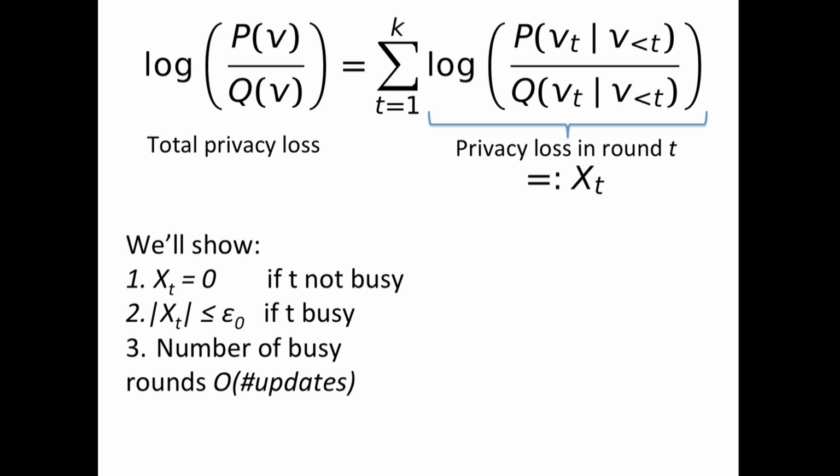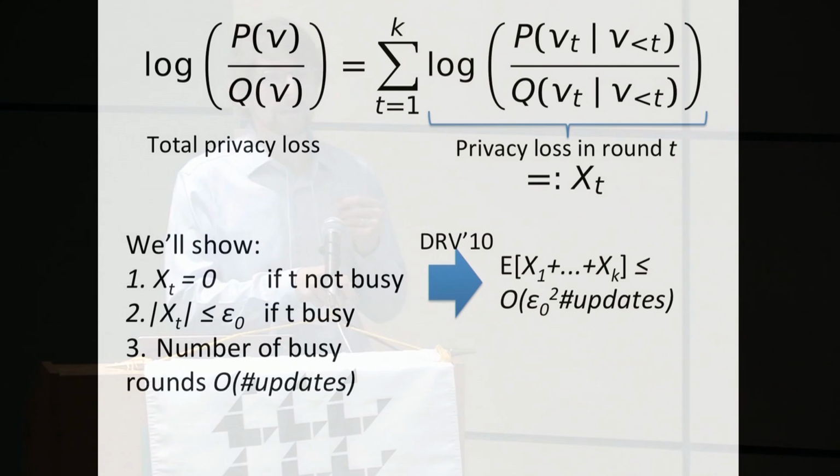Okay? Moreover, you can show that the number of busy rounds is at most order of the number of updates. And these are the three properties that will actually completely formalize this intuitive picture that I sketched earlier, and they give us the privacy proof. Okay? More formally, what you will do is you show that given these three facts, you can apply a lemma by Dwork, Rothblum, and Vadhan to show that the overall expected privacy loss is very small.